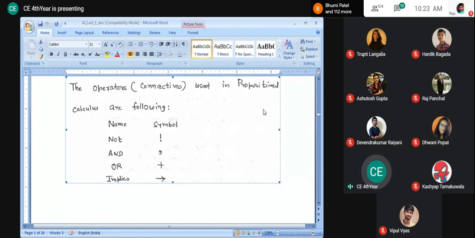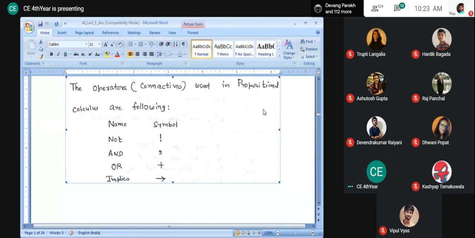So it is the bidirectional arrow, also called logical equivalence, also called bidirectional implication, also known as if and only if. In many statements, particularly in a theorem, you must have noticed "if and only if". It means A implies B and B implies A. That is logical equivalence. That is bidirectional implication. That is if and only if. These are the connectives or operators that are used in propositional calculus.